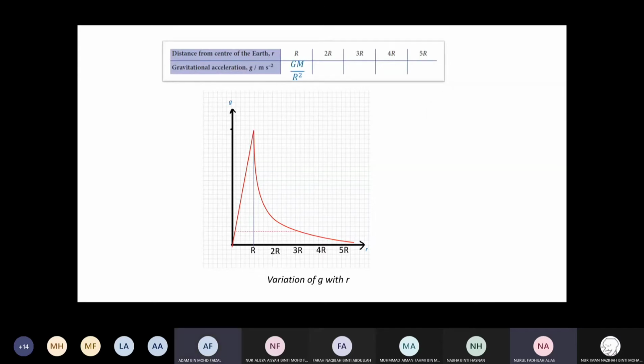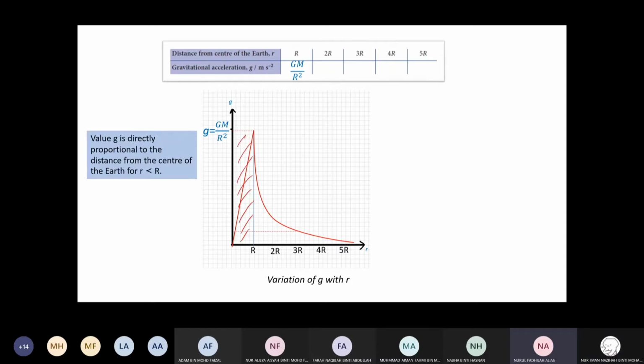We did this just now: when the distance is R, we have GM over R squared. So that is the maximum value, that is here. Right? That is when you are exactly on the surface of the earth. Okay, that's the value. And at this region, the value of G is directly proportional to the distance from the center of the earth for r less than R, capital R.